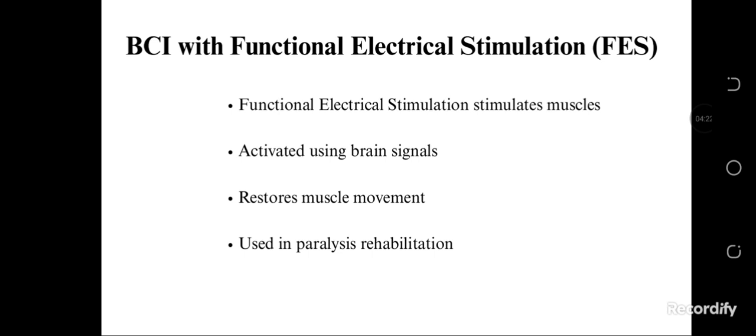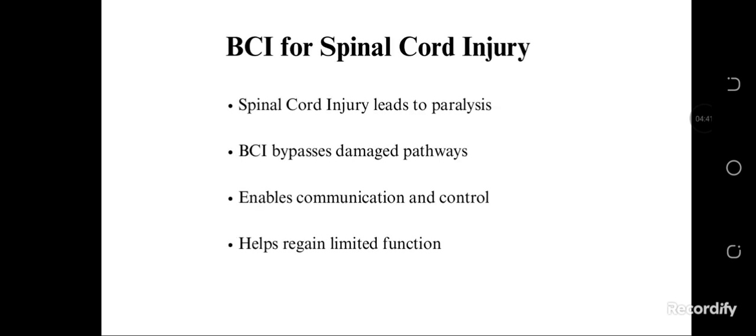Next, we see the brain computer interface with FES, functional electrical stimulation. Functional electrical stimulation stimulates the muscles by using electrical pulses. It is activated using the brain signals and restores the muscle movement. It is mainly used in paralysis rehabilitation.